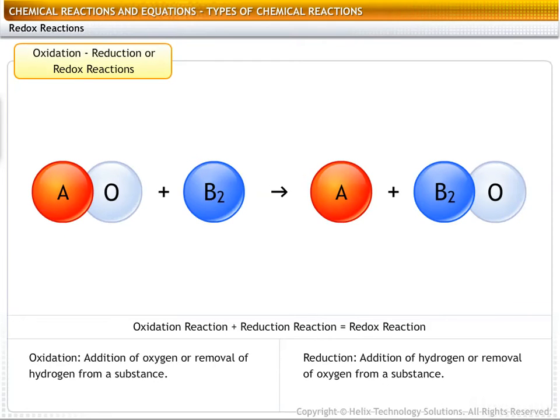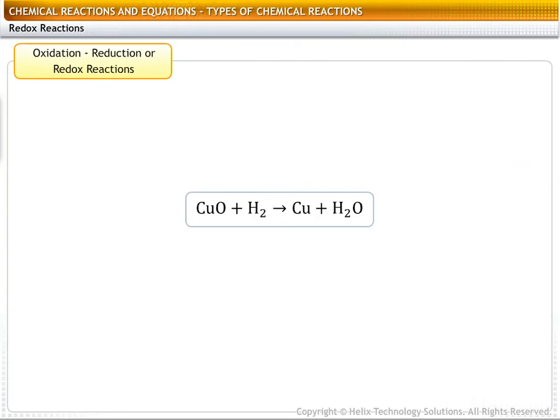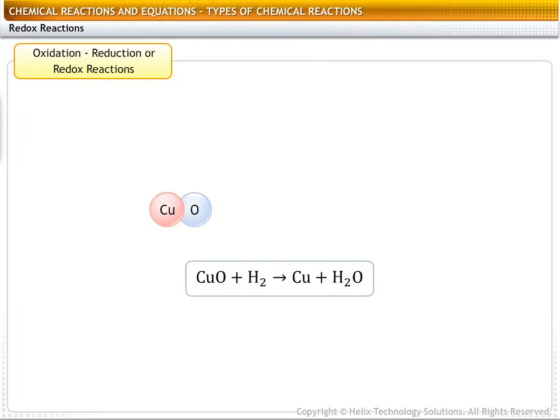In a redox reaction, a substance that gains oxygen is said to have been oxidized, and the one that loses oxygen is said to have been reduced. Let's use an example to explain redox reaction. Copper oxide on heating with hydrogen forms copper metal and water.